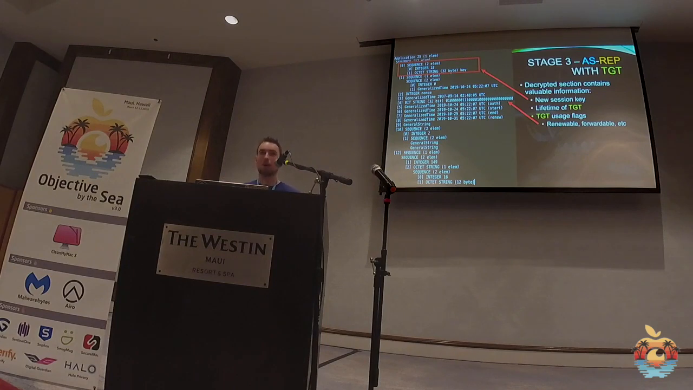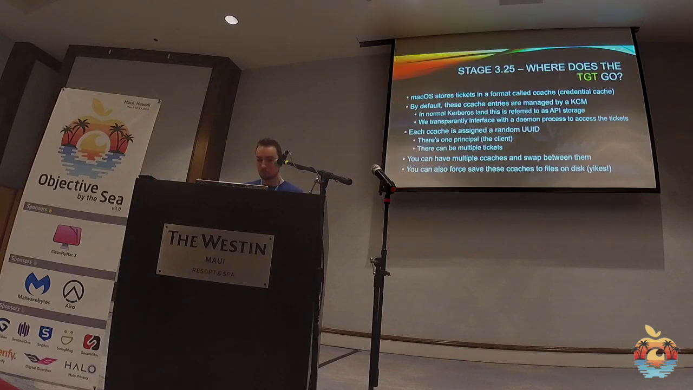Lots of different keys going around, lots of different encryption stuff going on, but we have to keep track of this key as well as we do further requests. You can also see how long the ticket will last. You can see the different flags that are set on the ticket. So is it renewable? Is it forwardable? All this sort of stuff is contained in there. So now that you have this TGT, awesome. What happens to it? On a Mac, where does it go? Where is this saved? What's going on?